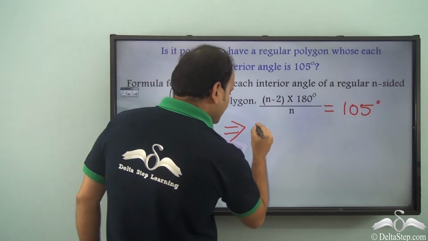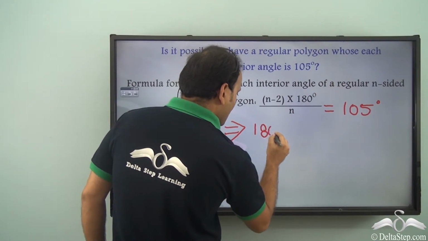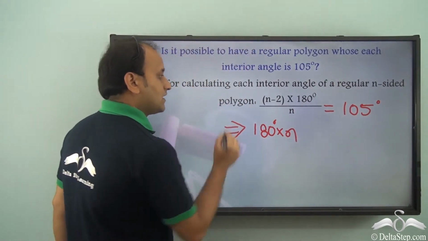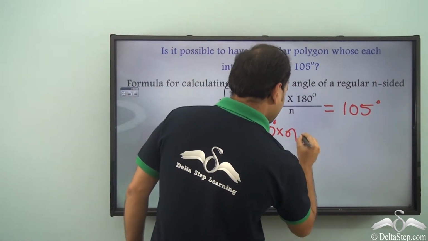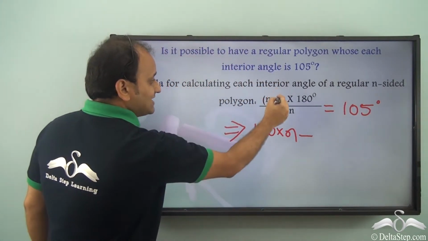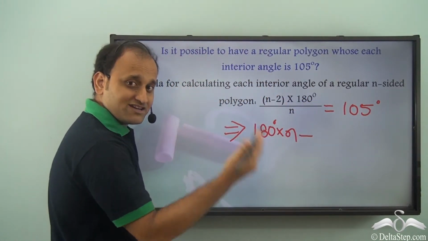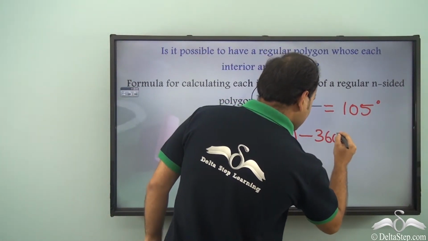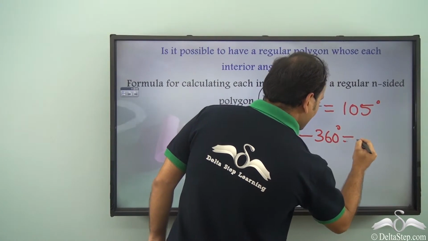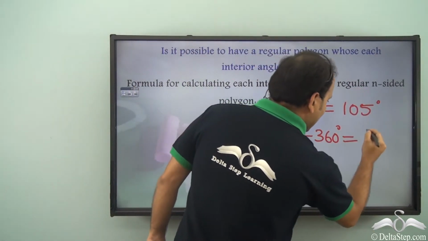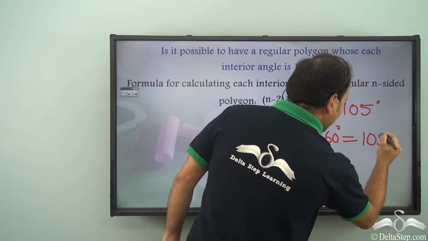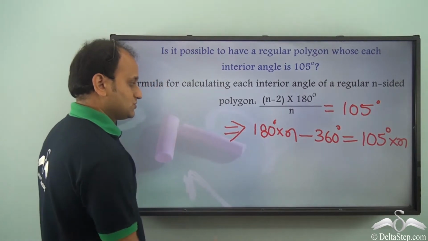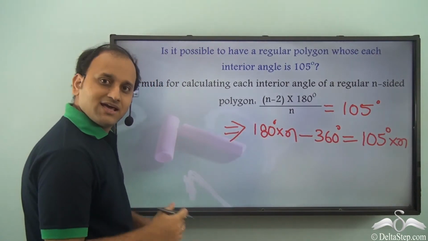So, what do we get? 180 degrees into n minus, so this minus will come here, and then 2 into 180 degrees. 2 into 180 degrees is 360 degrees. So, 360 degrees. This is equal to, when n moves here, we'll have 105 degrees into n. So, this is the equation right now.